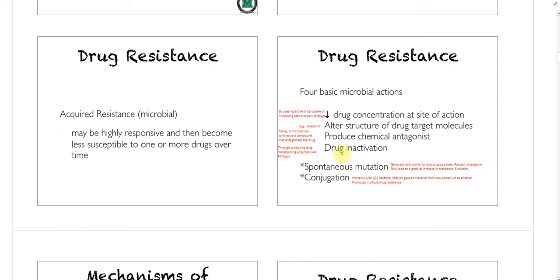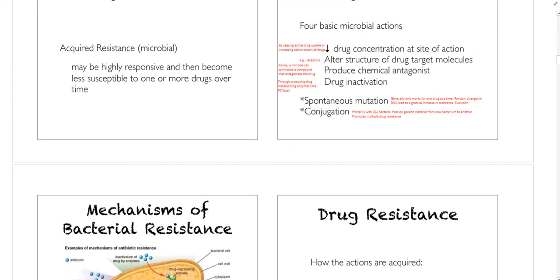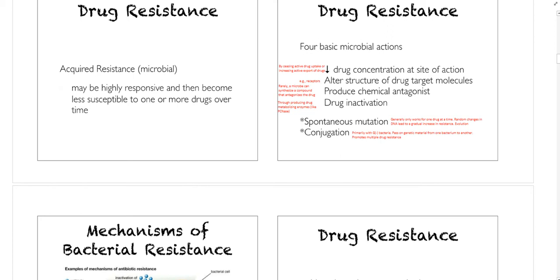I guess that works for drug inactivation. Actually, that's more drug inactivation, not chemical antagonist. I'm not seeing chemical antagonist. Maybe I'm just blind. Okay, whatever. You can imagine. So they synthesize something that antagonizes it.